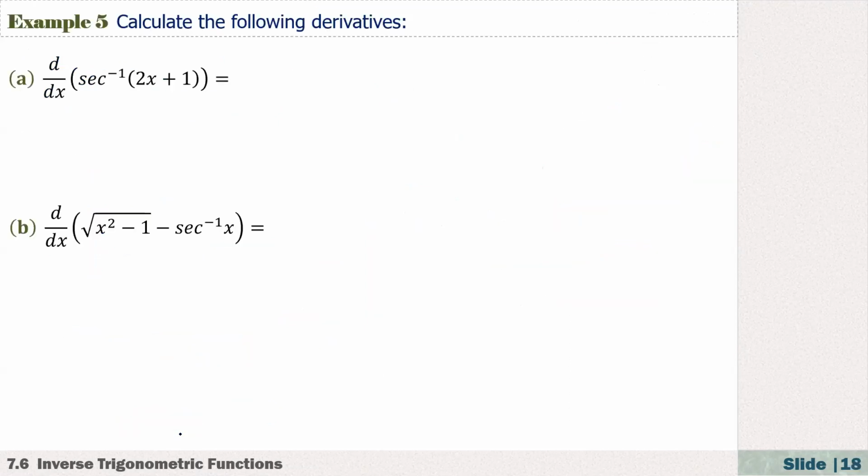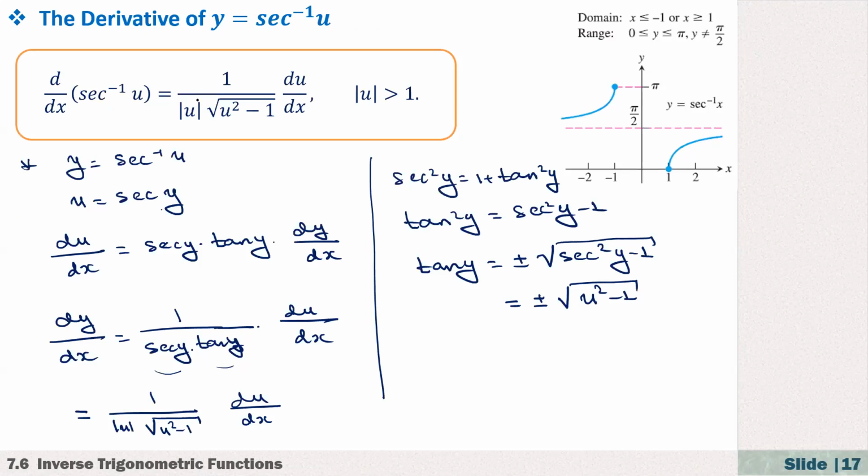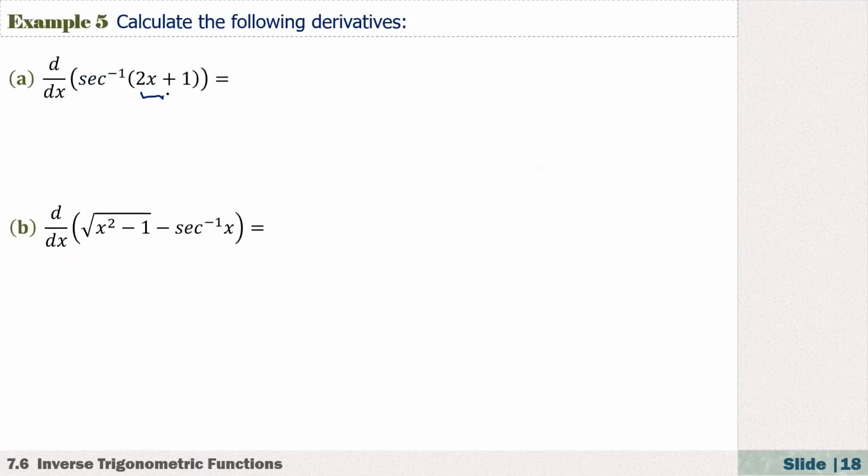Okay, example for the secant function. Let's consider this example, secant inverse of 2x plus 1. Now from here, if you differentiate this by using the formula, it is 1 over the absolute value of u times the square root of u squared minus 1, times du/dx. So from here, our u is 2x plus 1. And also from here, we know that u prime of x is just 2. So that's equal to 1 over the absolute value of 2x plus 1 and the square root of (2x plus 1) squared minus 1.